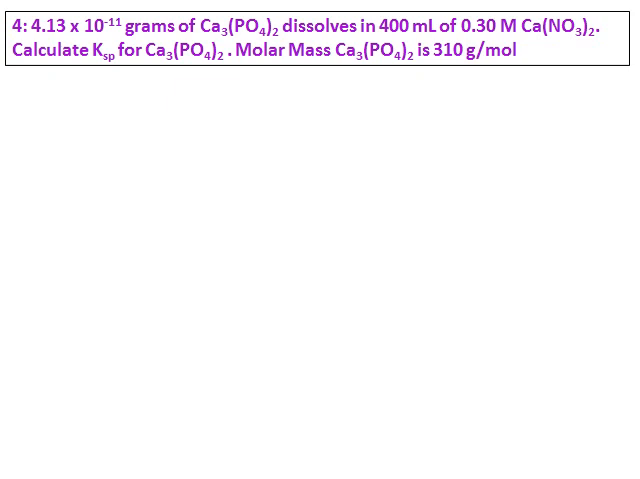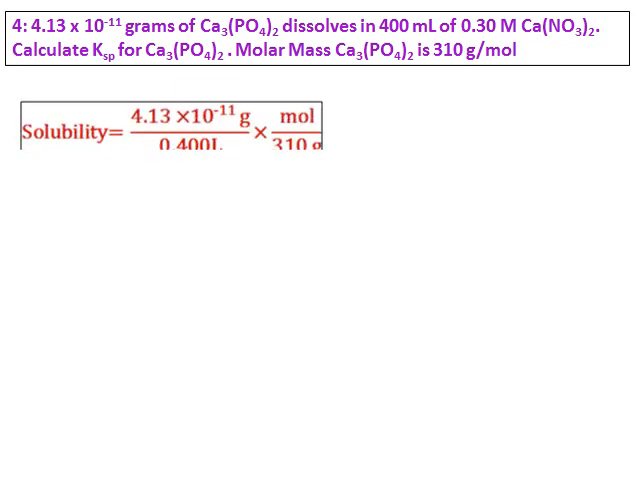4.13 times 10 to the power of 11 grams of calcium phosphate dissolves in 400 milliliters of 0.30 molar calcium nitrate. You have to calculate the solubility product of calcium phosphate. So again, the difference between question number 4 and 3 is, here I have a common ion in it. So I am not using water, but I am using a solution of calcium nitrate. But the steps remain the same.